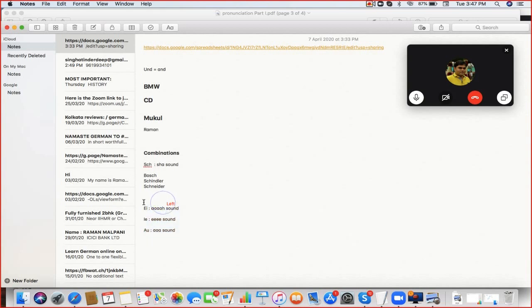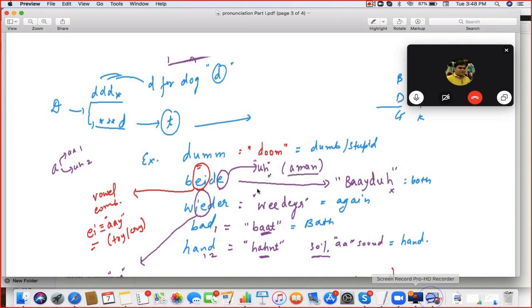I will tell you one shortcut. EI ending in I, the sound is I. It's I, not ah; autocorrect made that mistake. IE ending in E, the sound is E. AU is AU, the sound of out. And whenever E comes at the end, that's the A sound.